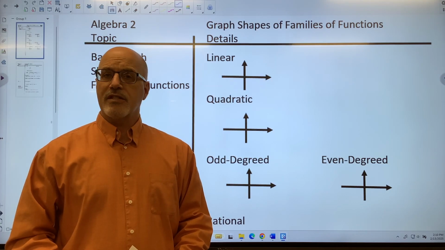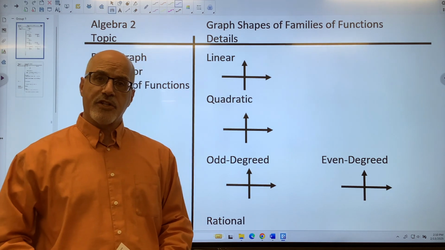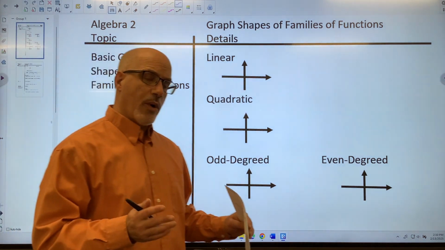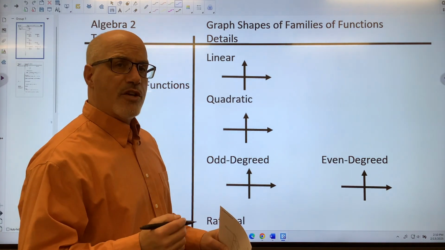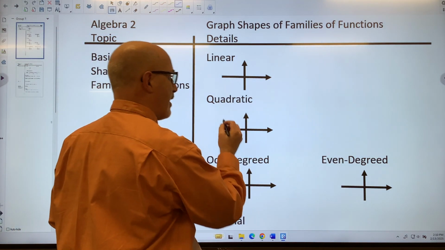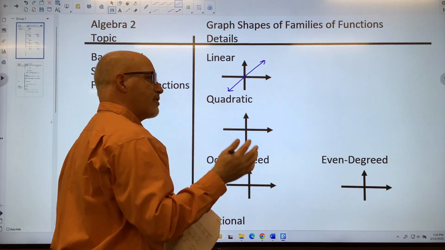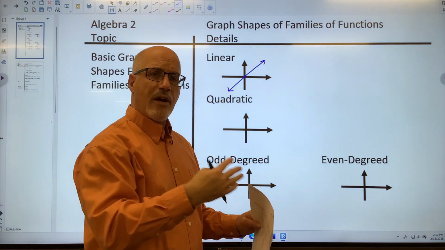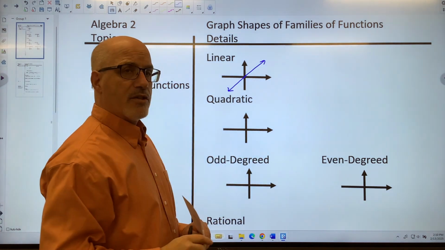Our objective for this lesson is to recognize the basic shapes of different families of functions. So we're going to summarize this by looking at each category and drawing a basic graph. First of all, a linear graph is a line. It has slope. It could slope down. It could be horizontal as well, but the basic graph looks like a line.